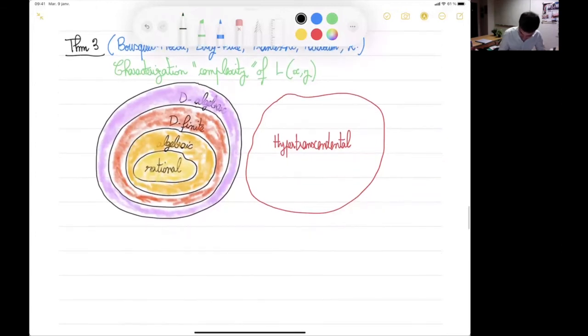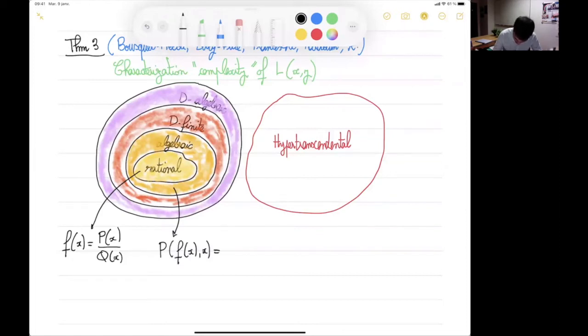So we have seen already what a rational function is. By definition, let's say in one variable, f of x is rational if it is a ratio of two polynomials. So this is classic. Then we have a slightly bigger class given by algebraic functions. And again, I'm sure we all know what it is. By definition, f is algebraic if we have a polynomial relation like this. Of course, p needs to be non-zero.